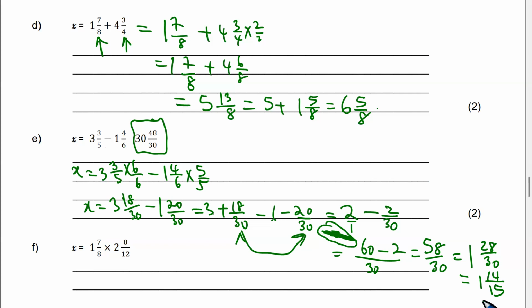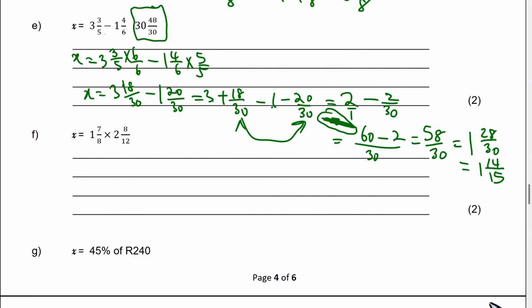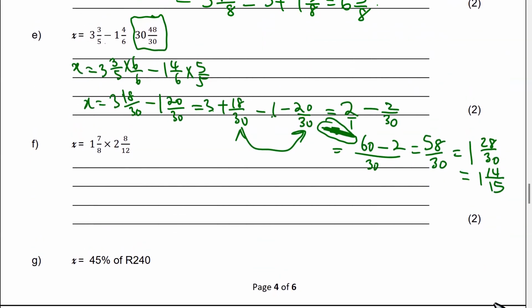So 4 over 3, 4 over 6, I'm just checking. Yeah, that is the answer, 1 and 14 out of 15. Next. Okay, let's check. Do F, please, and give the answer.